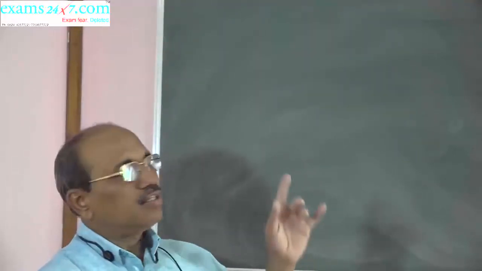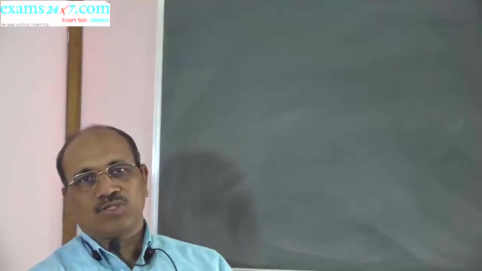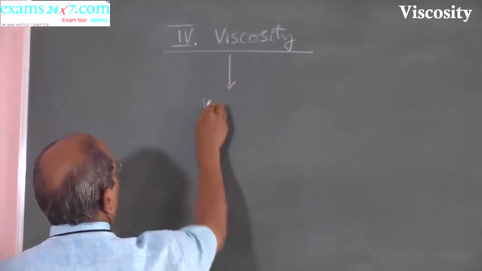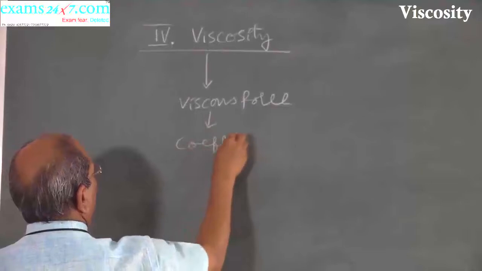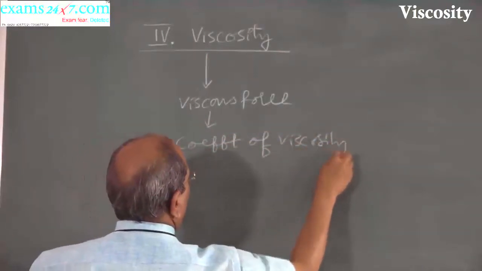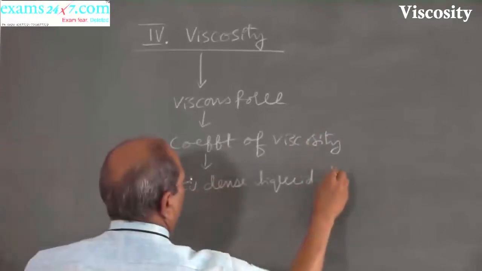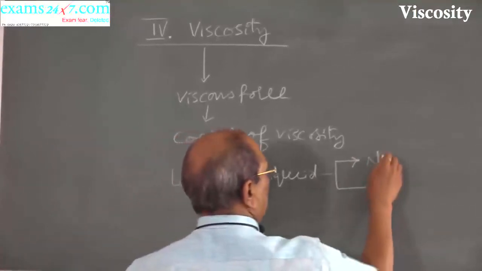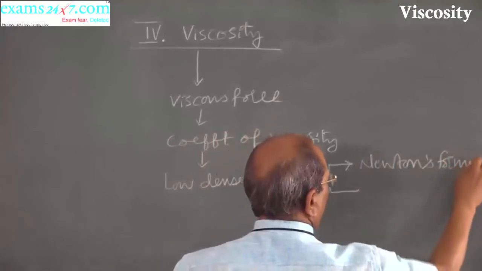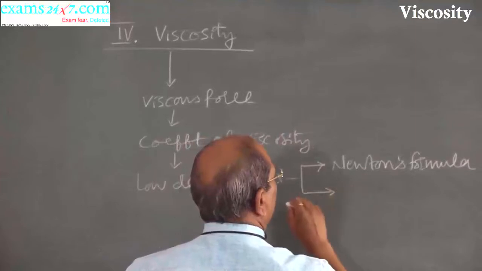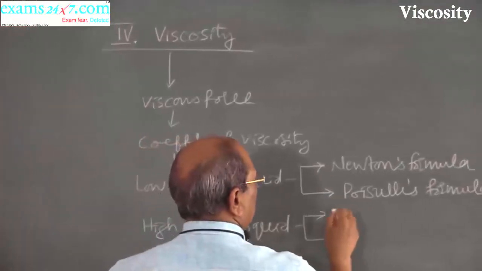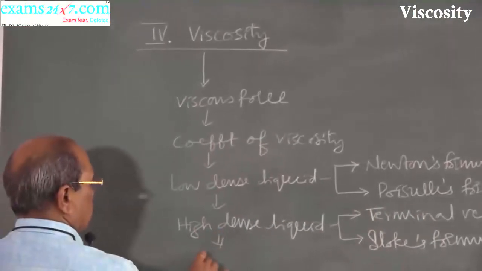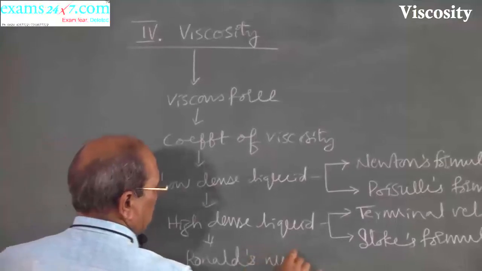The unit we left is the fourth one, about viscosity, the viscous force. We can take it later. Fluid dynamics is also about viscosity. Here we deal with viscous force, then the coefficient of viscosity related to low dense liquid. We deal with viscous force as Newton's formula. The second is Poiseuille's formula. Coming to high dense liquid, we take the terminal velocity, and lastly the Reynolds number, which decides the nature of flow of the liquid.